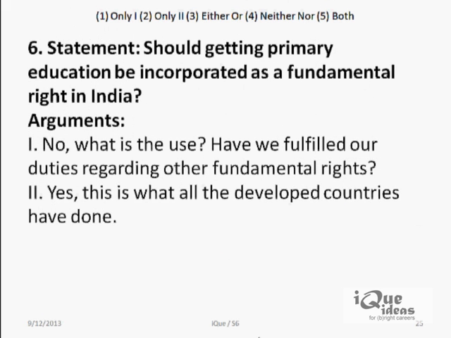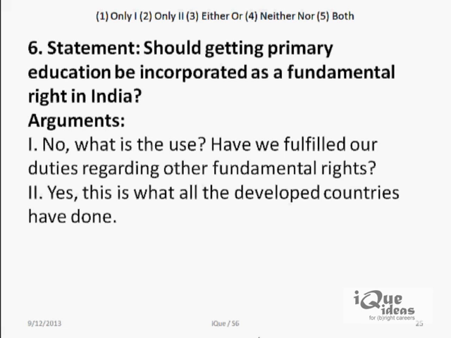The statement is, should getting primary education be incorporated as a fundamental right in India? The first argument says no. What is the use? Have we fulfilled our duties regarding other fundamental rights? Now this is a question thrown back at the questioner and there is no substantive value to it. So we would not consider this to be a strong argument.